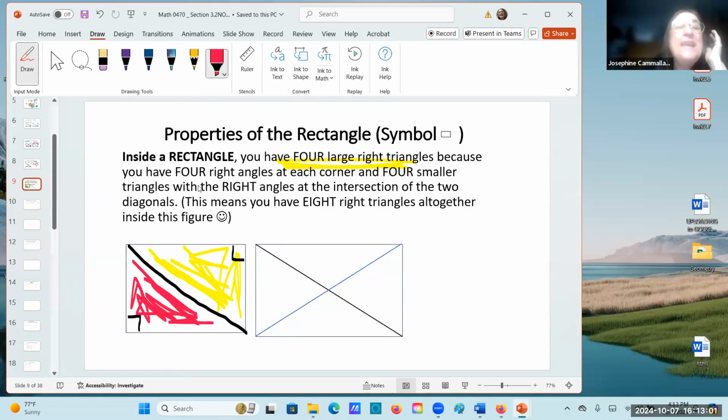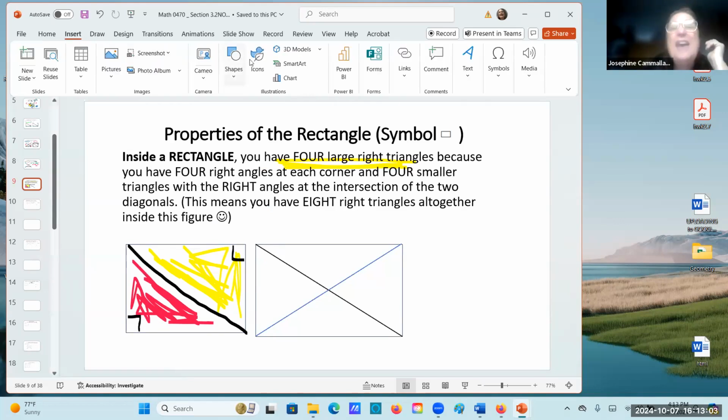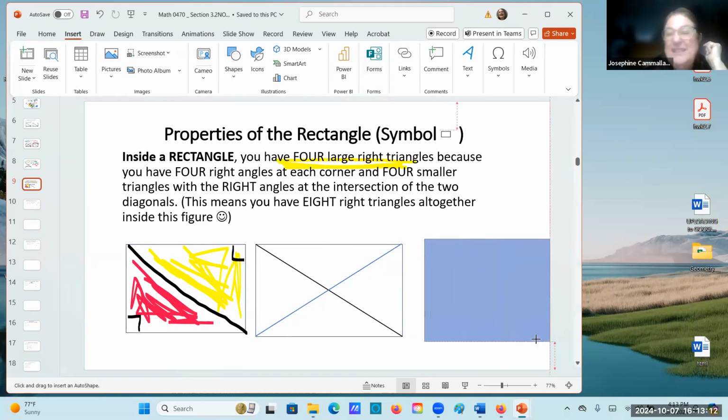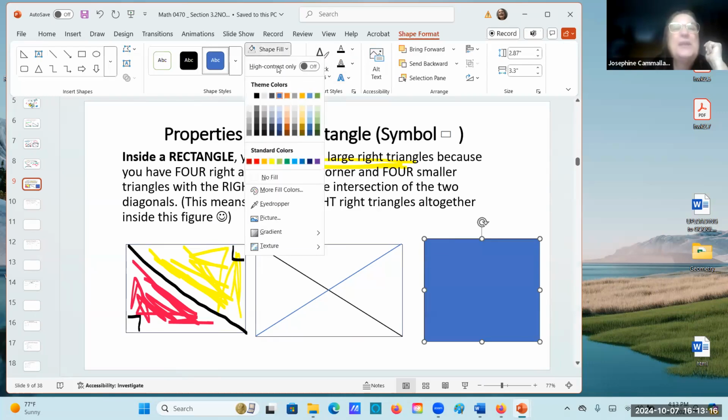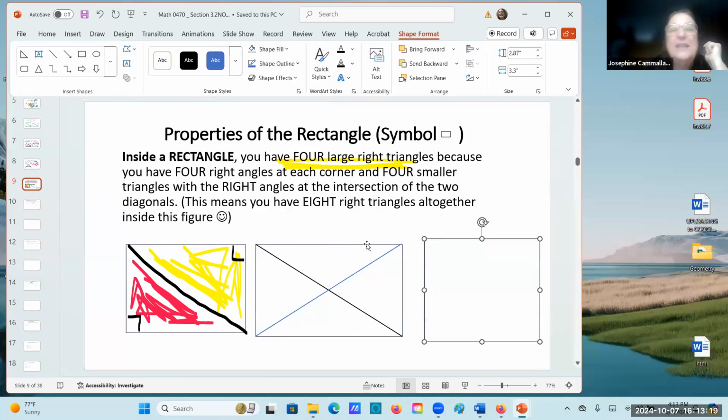But because I have right angles in the corners, I should have had more figures here, and I can't.